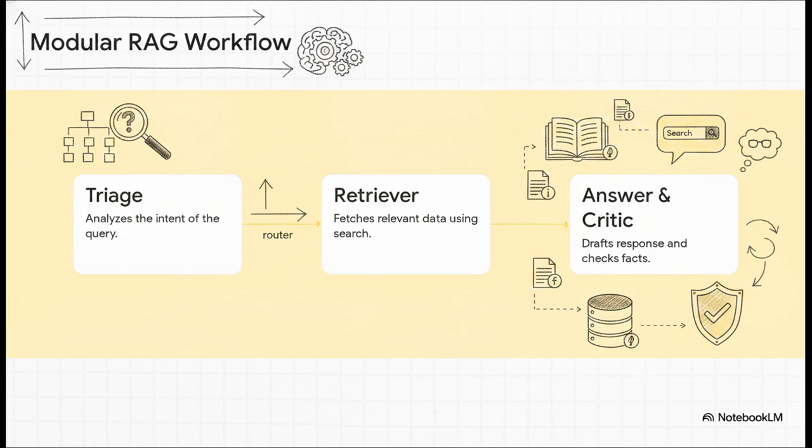Next, a highly specialized retriever fetches the data using metadata filters and hybrid search. Finally, an answerer drafts the response, but, and this is key, a critic agent sits right alongside it to verify the facts. If the drafted answer contradicts the source material, the critic triggers a corrective retrieval. This separation of concerns gives you a massively higher degree of accuracy.